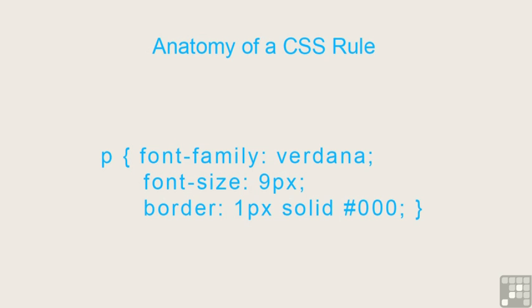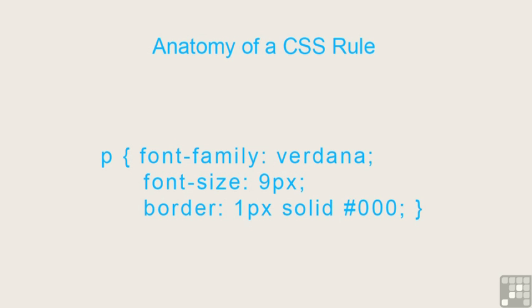Then there's another property, font-size. That's a new instruction, a new property that's being declared. Colon, space, 9px. That's our value. We could use 10 pixels or 12 pixels or even a different unit of measurement, maybe 15 PT for points, followed by a semicolon. And then there's our third property, a border.